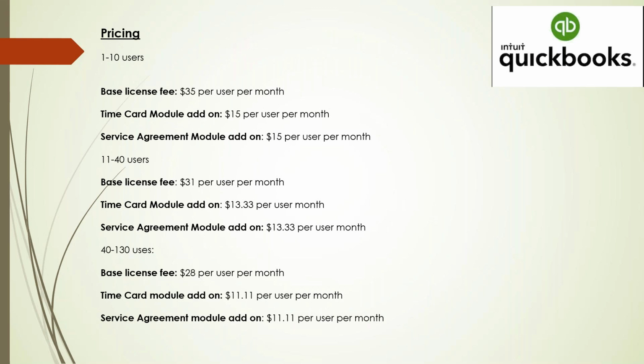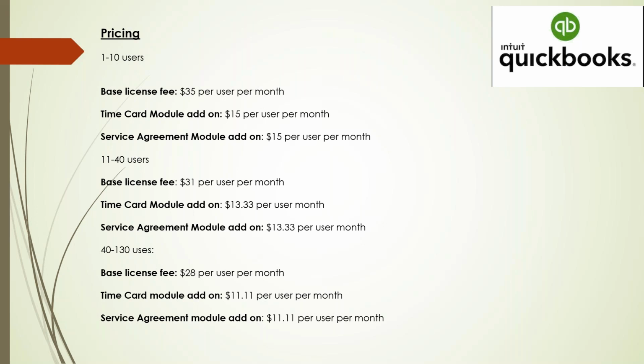So here's the pricing. If you've got 1 to 10 users, a user would be somebody that's in the office and a technician. So if somebody is creating work orders for the technicians or dispatching those work orders to the technicians, they would need to have a license. And then the technicians in the field that are accepting a work order would need to have a license. If you do want the system to track time, that would be an additional $15 per user per month.